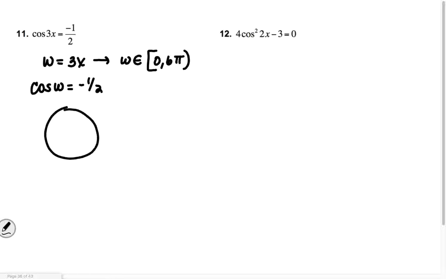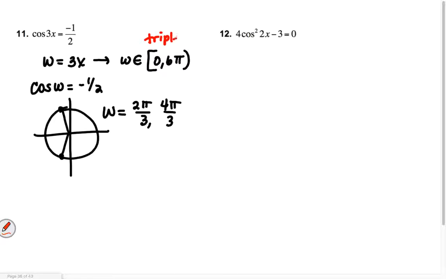So cosine of w is negative 1/2, means I have 2 locations on the unit circle, so there and there. Okay, so think to yourself, what are those values? So those values on 0 to 2 pi would be just 2 pi over 3 and 4 pi over 3. Yeah, we're going to triple. We're tripling here. Is that what you're asking? Yeah.